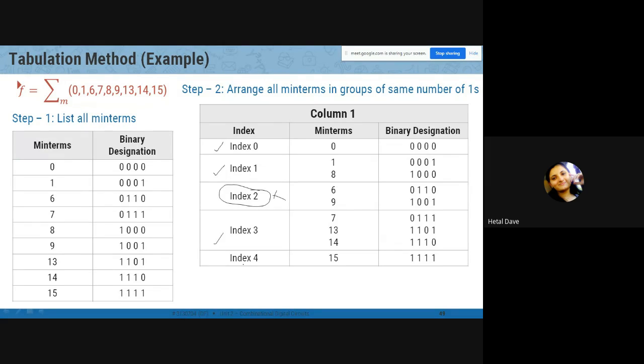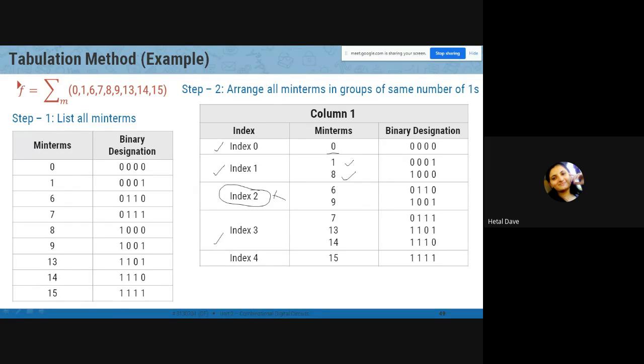For what purpose will they be compared? We need to find one bit change. And remember, suppose I want to compare index 0 with index 1. Then 0 will be compared with all the min terms which are available in index 1. Index 0 will always be compared with index 1, but all min terms should be compared.